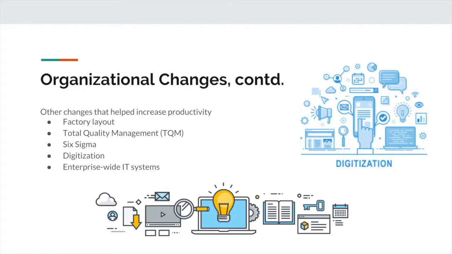Other organizational changes that helped increase productivity were transitioning from lean management to total quality management and Six Sigma, digitization, which allows innovation to happen more efficiently on a much larger scale, and organizations having enterprise-wide IT systems. Organizations who used IT in the 1990s actually saw an increase in productivity growth in the 1990s and early 2000s, while companies who did not saw a decline.